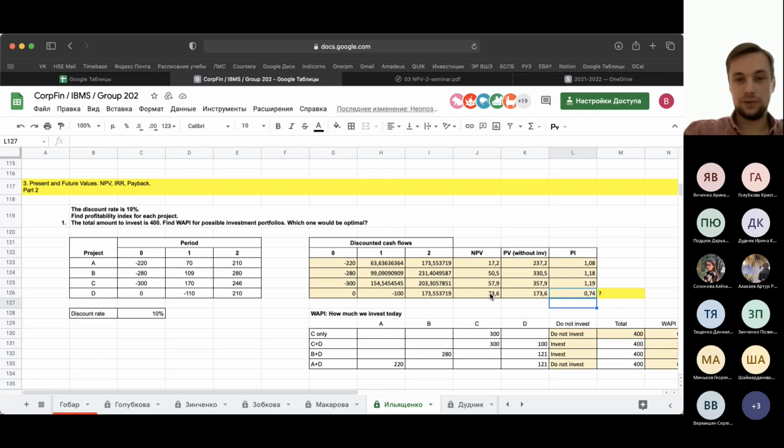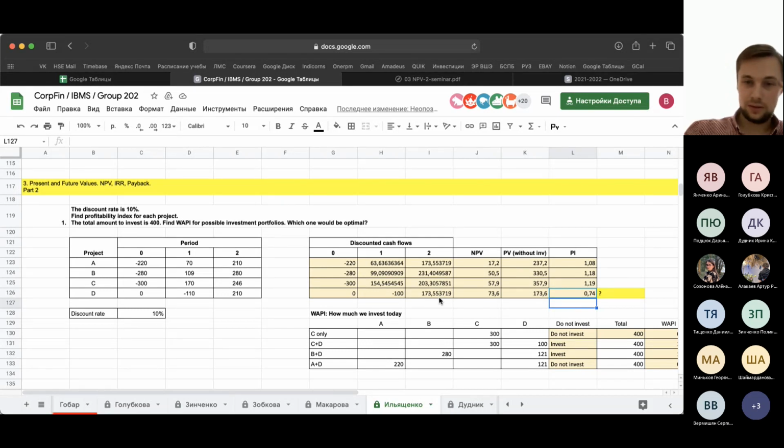Yes, it's absolutely right. When we have something with minus, we can consider it as investment. But in project D, we have investments in period 1. So if we have a third period with some minus cash flow, should we consider it like investment or is it just a loss?